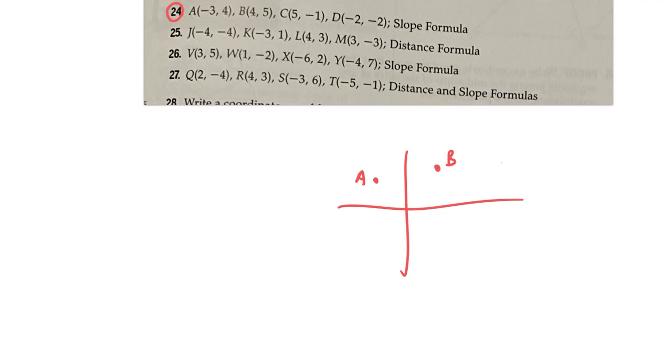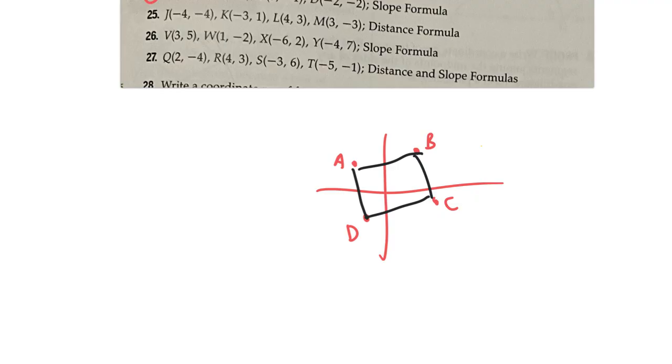And C is 5 comma -1, so that would be down here. And then D would be -2 comma -2, which would be down here. So certainly looks somewhat like a parallelogram. Now, this is the stuff where, for my student watching, I do think this is actually important.